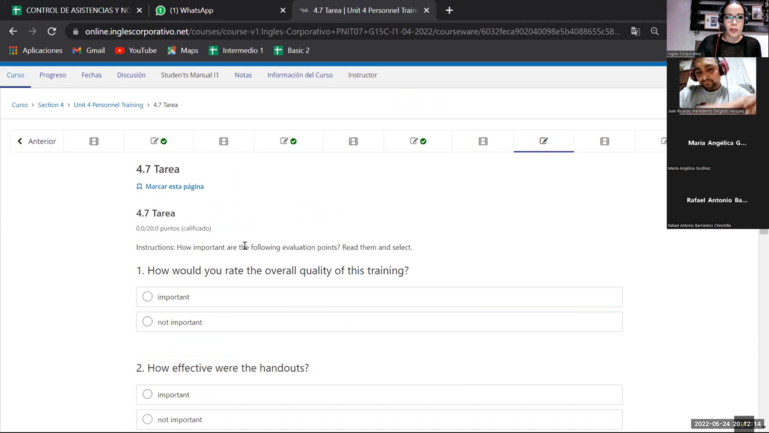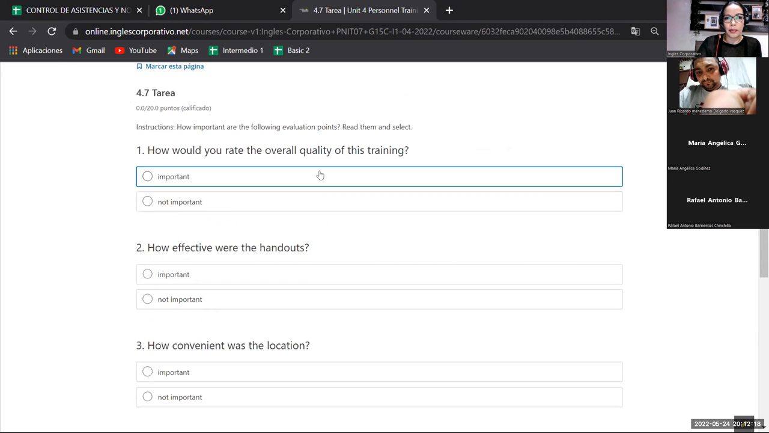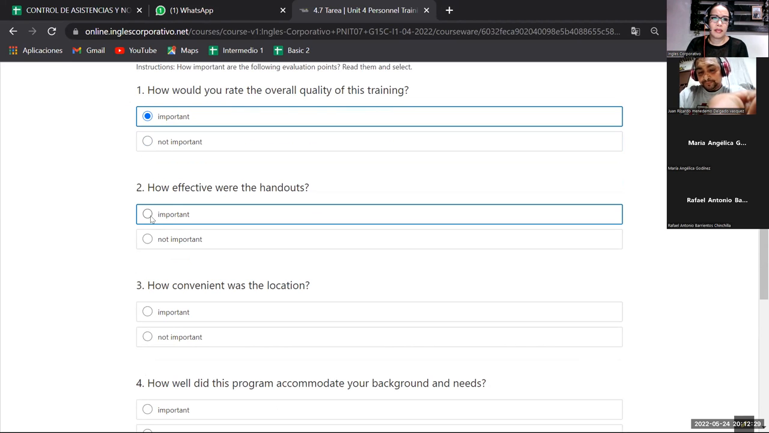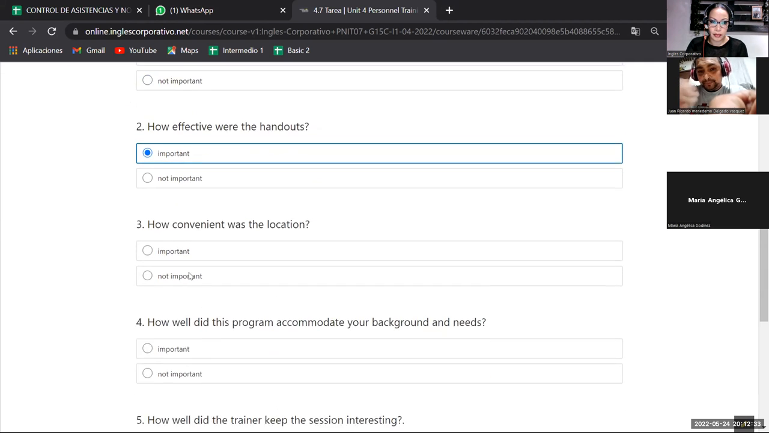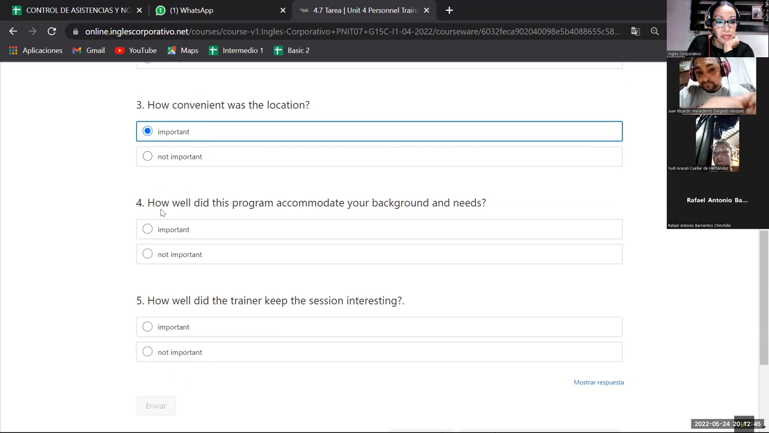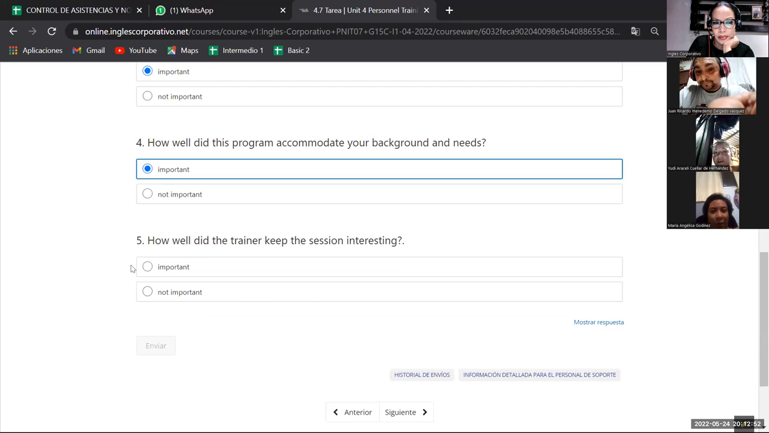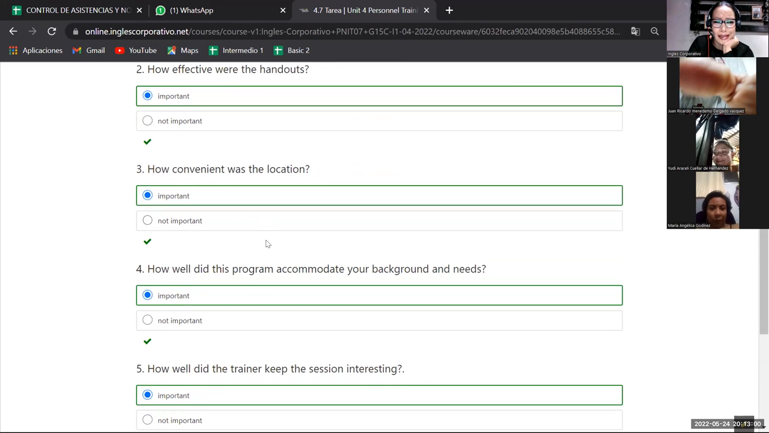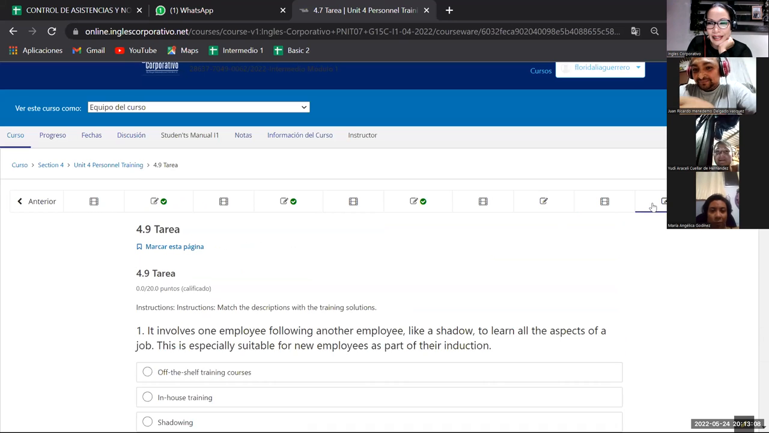Needs. How important are following evaluation points? Read them, select. How would you rate overall quality? Important. How effective word handles? Not important. Important. How convenient was the location? Important. How well? Important. Five. Todo importa. Okay. Well, I wouldn't say the location is not important, but the platform says important. So, okay, important. So, let's see this one.